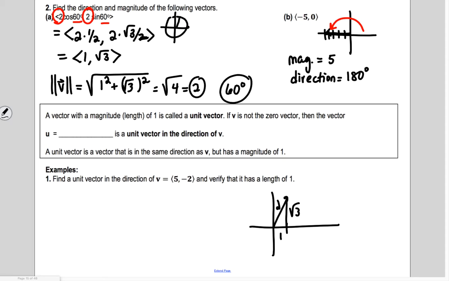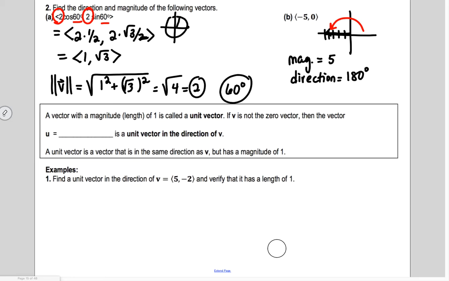Easy enough? So if I give you one, are you guys going to be tricked? So if I say 3 cosine of pi over 4, 3 sine of pi over 4, what's the magnitude? What's the direction? Magnitude is 3, direction is 45 degrees or pi over 4. Right? Perfect.